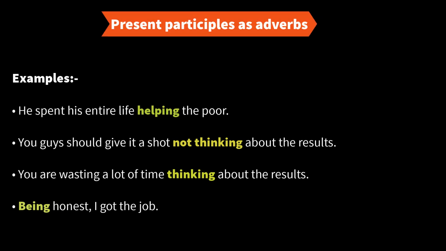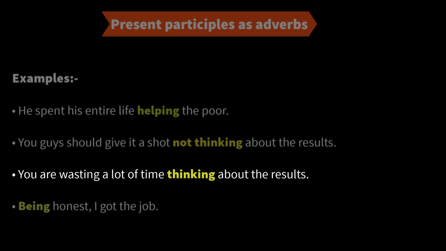Let me show you one more example. You are wasting a lot of time thinking about the results. You are wasting a lot of time. How? Thinking about the results. In what manner? Why are you wasting a lot of time? Thinking about the results, right? So thinking is our present participle working as an adverb, modifying the verb wasting. You are wasting a lot of time. How? Why? Because you are thinking about the results, right?